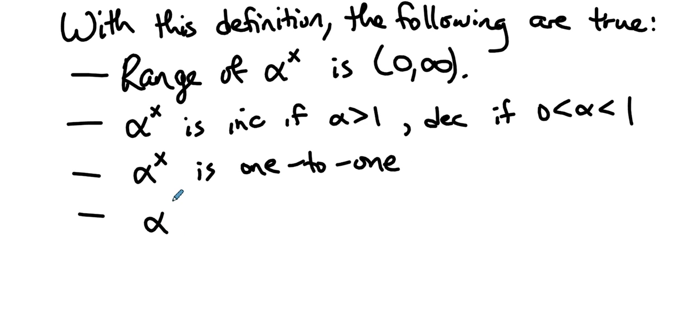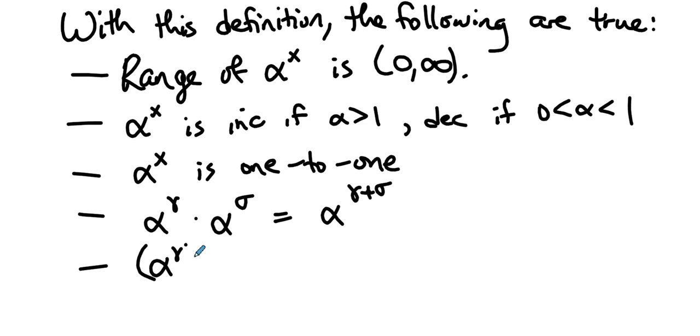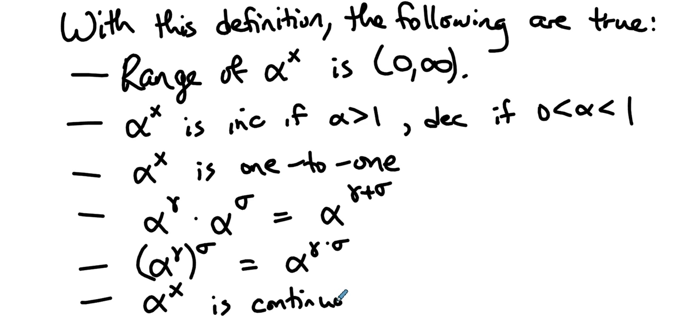If you take alpha to the gamma times alpha to the sigma, that's alpha to the gamma plus sigma. Yes, I know exponents. Sure I do. If you take alpha to the gamma and raise it to the sigma, those exponents multiply. And of some importance, and we'll prove it next time, the exponential function is continuous on the real numbers.